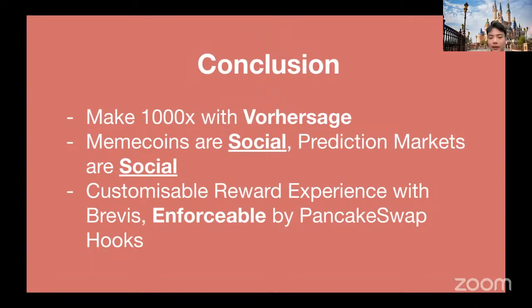And what we believe is meme coins are social, prediction markets are social, and combining both of them is a perfect fit here, because with social prediction meme coins and prediction markets you can see on Polymarket, people chat, you can combine them to make a completely social experience. And third is customizable work experience with Brevis. There's off-chain data, as what Ichi mentioned, which are enforceable by PancakeSwap hooks. So yep, that's a bit about our stuff. Thanks.